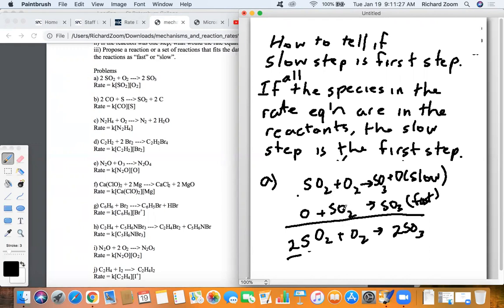So you might be wondering where to pull the other SO2 from. Well, remember I know I need to use 2 SO2s. I've already used the O2. You see the O's cancel here. And that would leave me with my reaction. Anybody got any questions about the first one?